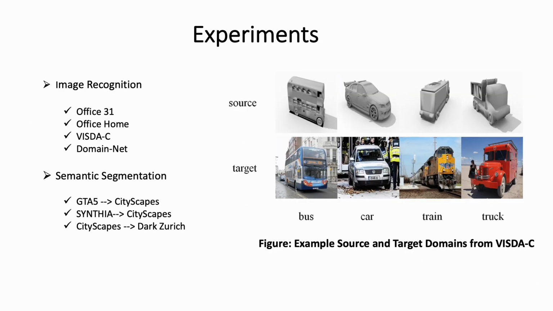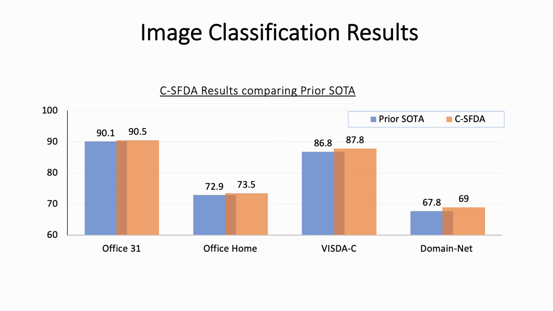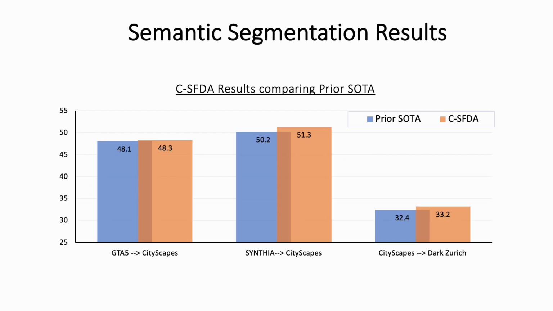We experiment on both image recognition and semantic segmentation tasks. For image recognition, we use 4 different datasets: Office 31, Office Home, VisDA-C, and DomainNet. For semantic segmentation, we use 3 different domain adaptation tasks: GTA5 to Cityscapes, SYNTHIA to Cityscapes, and Cityscapes to Dark Zurich. For image classification results, we can see that our method obtains state-of-the-art performance for all of these 4 datasets. Notably, we obtain 1.2% performance improvement over the previous SOTA on DomainNet. For semantic segmentation, we obtain 1.1% improvement for the SYNTHIA to Cityscapes task, and 0.8% improvement for Cityscapes to Dark Zurich.